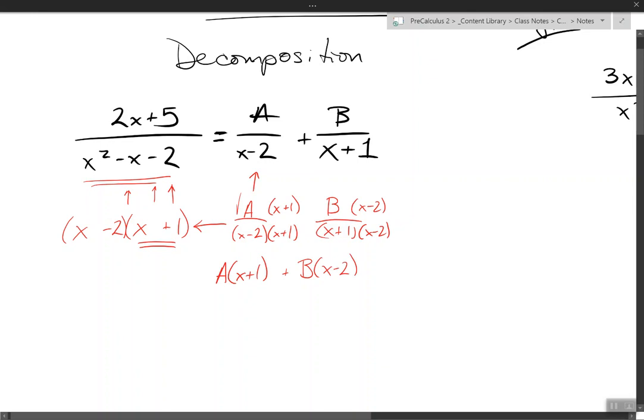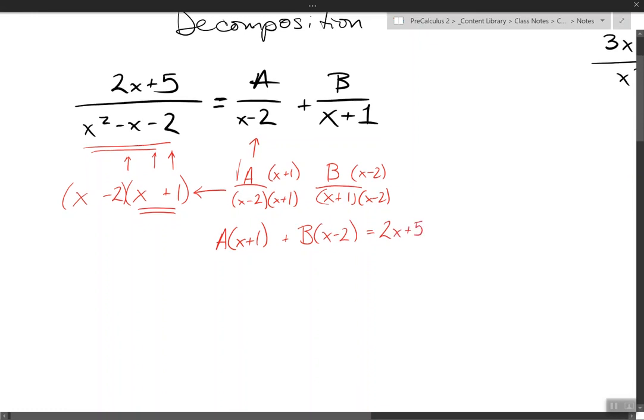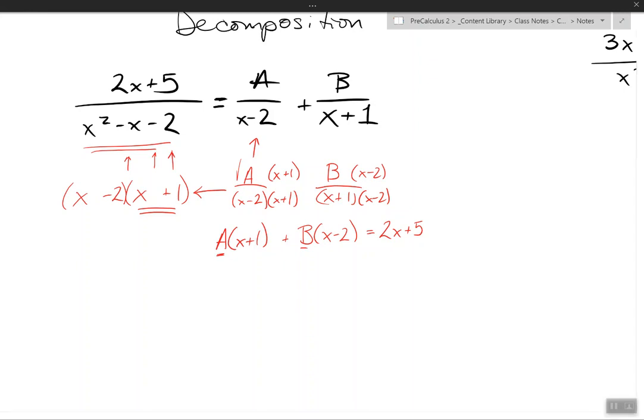Now that we've got those, we know that the denominators equal the x squared minus x minus 2. The numerator needs to equal the original numerator, which was 2x plus 5. So we've got technically a system of equations. It's only one equation right now, but we still have two unknowns. And if we wanted to, we could do some distributing and then get the x terms and the constant terms, set up two separate equations, solve it like a system.